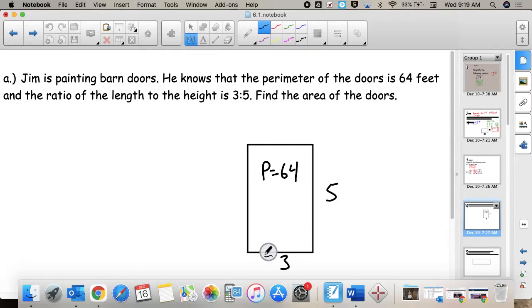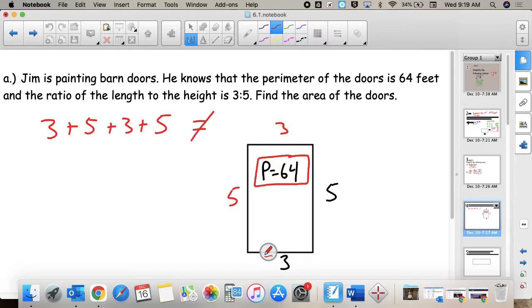To find perimeter, we are going to add up all the sides. Well, if I add up all my sides, I have my 3, I have my 5. Since it's a rectangle, we know that this side is also 3, and this side is also 5. They tell us that the perimeter is 64. When I look at the values that are here, 3 plus 5 plus 3 plus 5, which is how we would find perimeter, it does not equal 64.